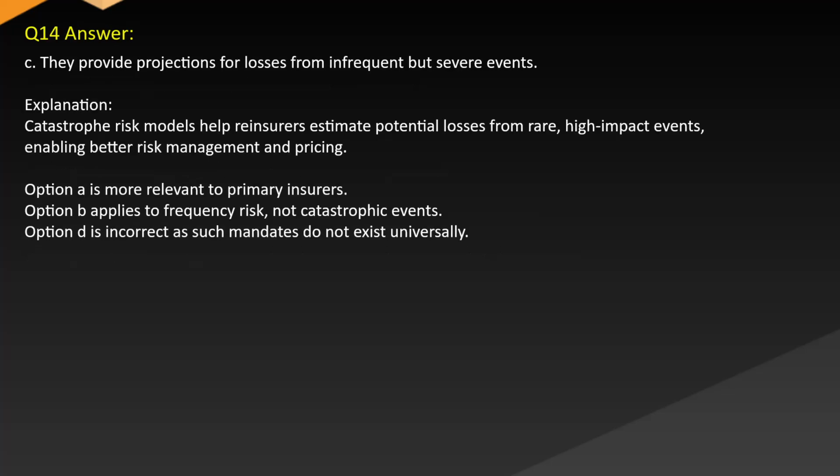Answer C. They provide projections for losses from infrequent but severe events. Explanation: catastrophe risk models help reinsurers estimate potential losses from rare, high-impact events, enabling better risk management and pricing. Option A is more relevant to primary insurers. Option B applies to frequency risk, not catastrophic events. Option D is incorrect, as such mandates do not exist universally.